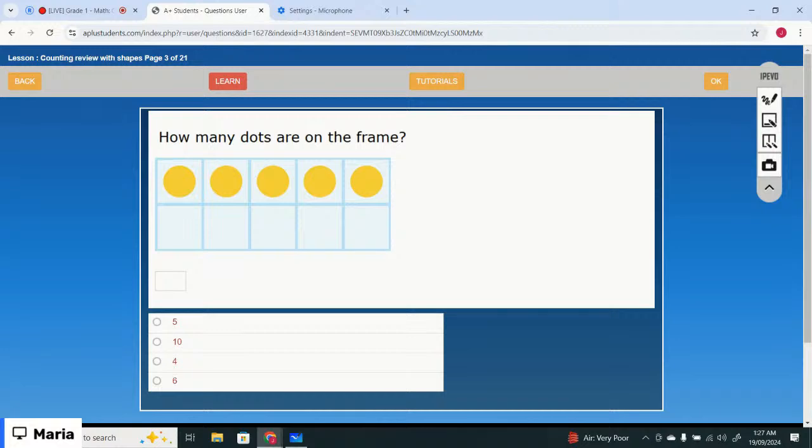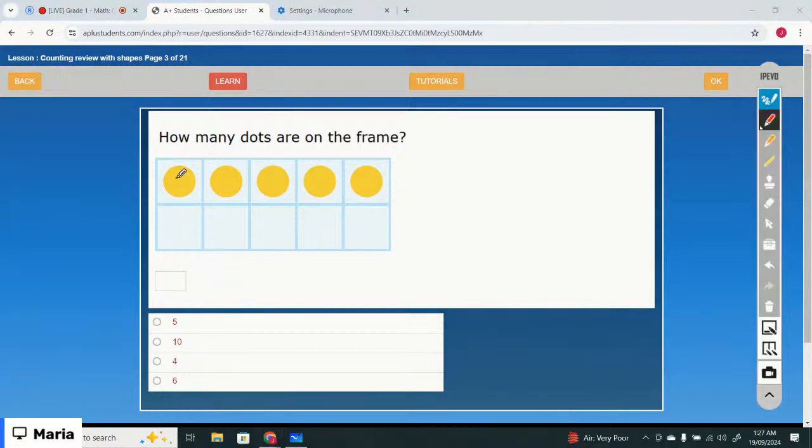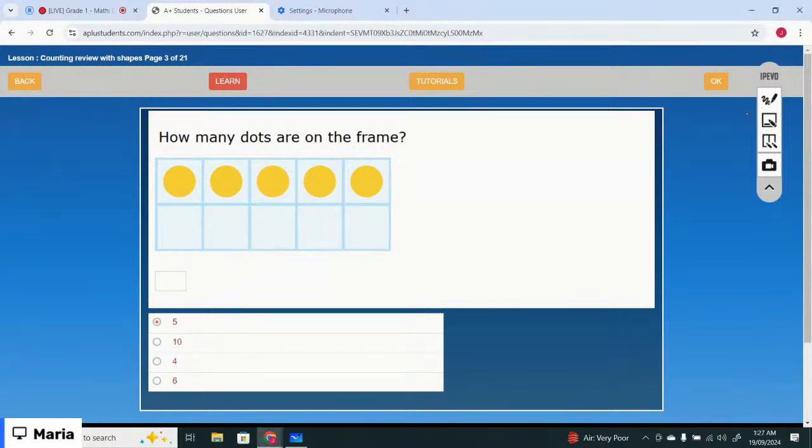How many dots are there on the frame? So which is the correct option? You have 1, 2, 3, 4 and 5. So on the frame you have only 5 dots. The correct option is 5. Very good. Option number 1 is the correct option. You have only 5 dots.